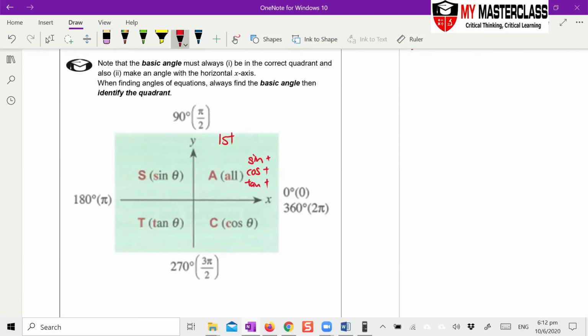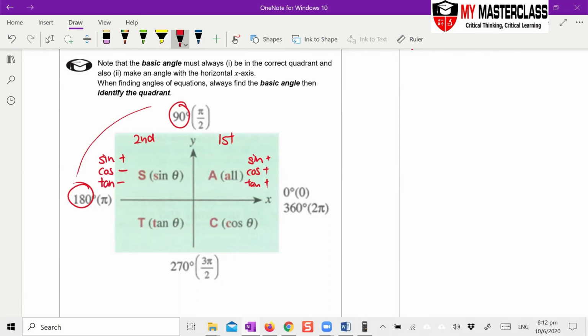Okay. Now in the second quadrant, only the sine value will give you the positive. Any angle in the second quadrant, like 135 or 165, that is bigger than 90 and smaller than 180, the cosine of the angle will give you a negative value. And the tangent of any angle between 90 and 180 degrees will also give you a definite negative.